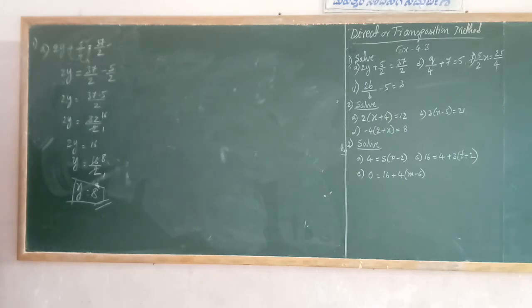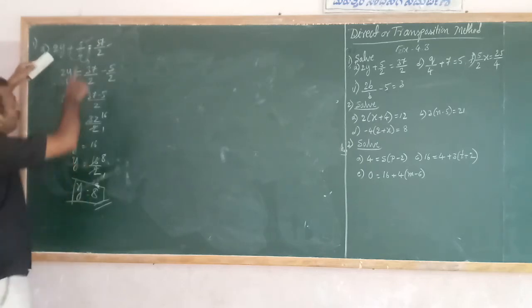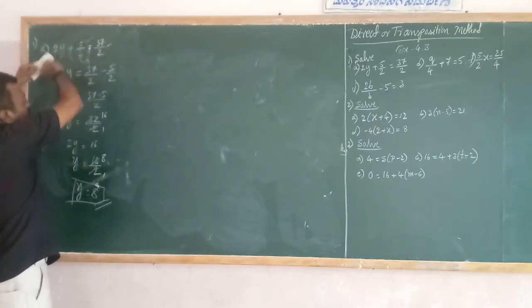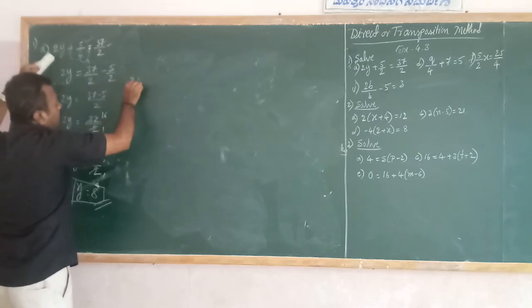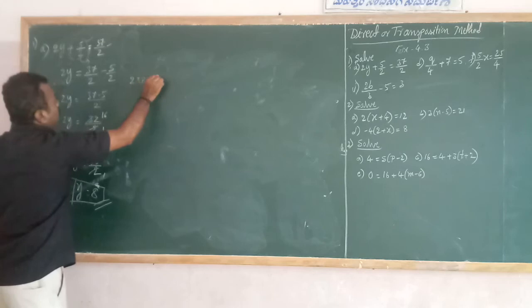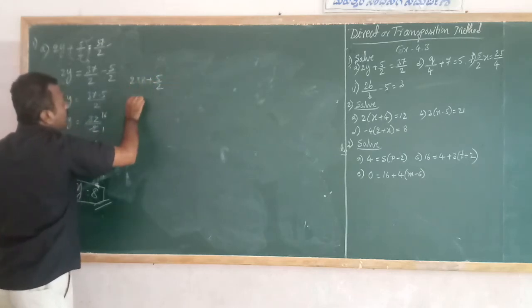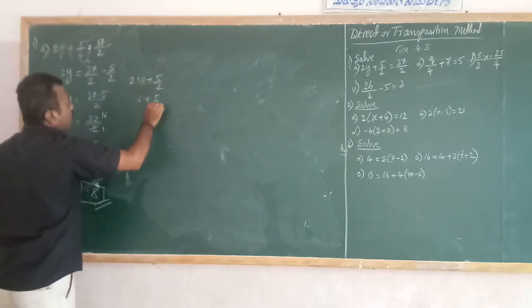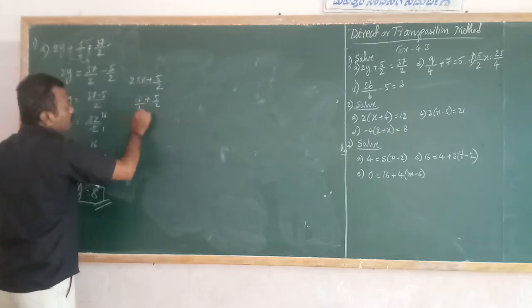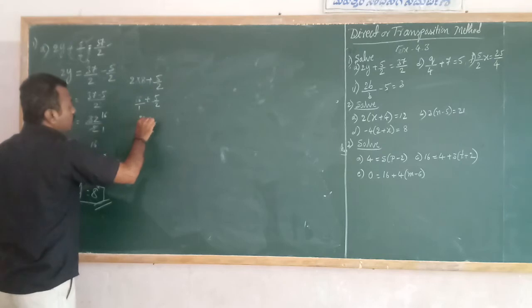Did you understand? If we put the value of y, 8, in the equation, it becomes 37 by 2. Can I check it? 2 into 8 plus 5 by 2. See, 2 eights are how much? 16 plus 5 by 2. Nothing is there under 16, meaning 1. So the LCM of 2 and 1 is what? 2. So 2 into 16, 32, plus 5 into 1, 5.